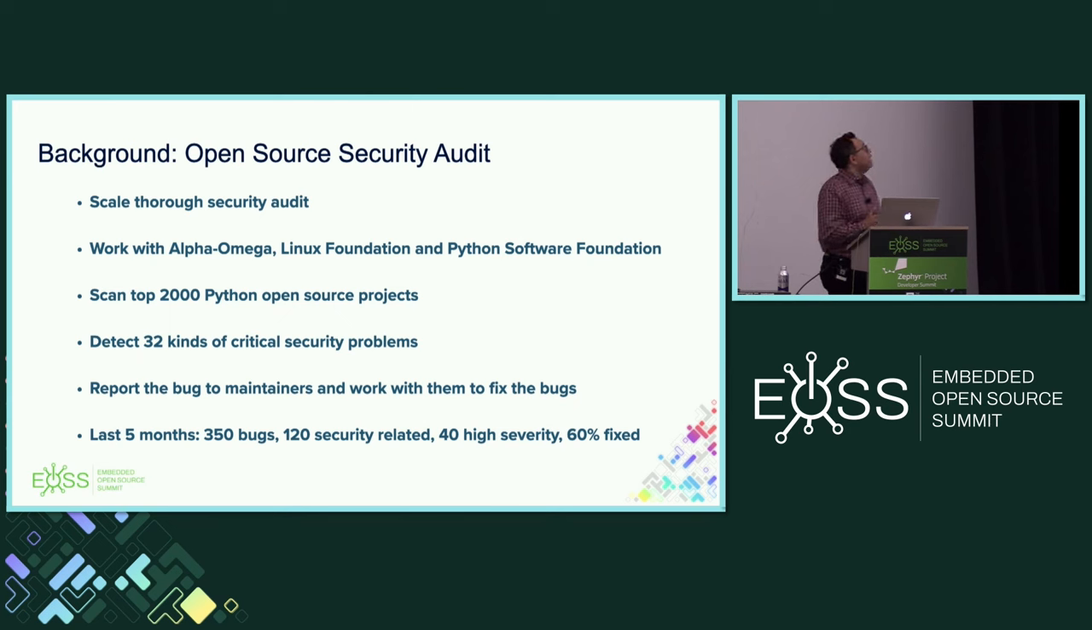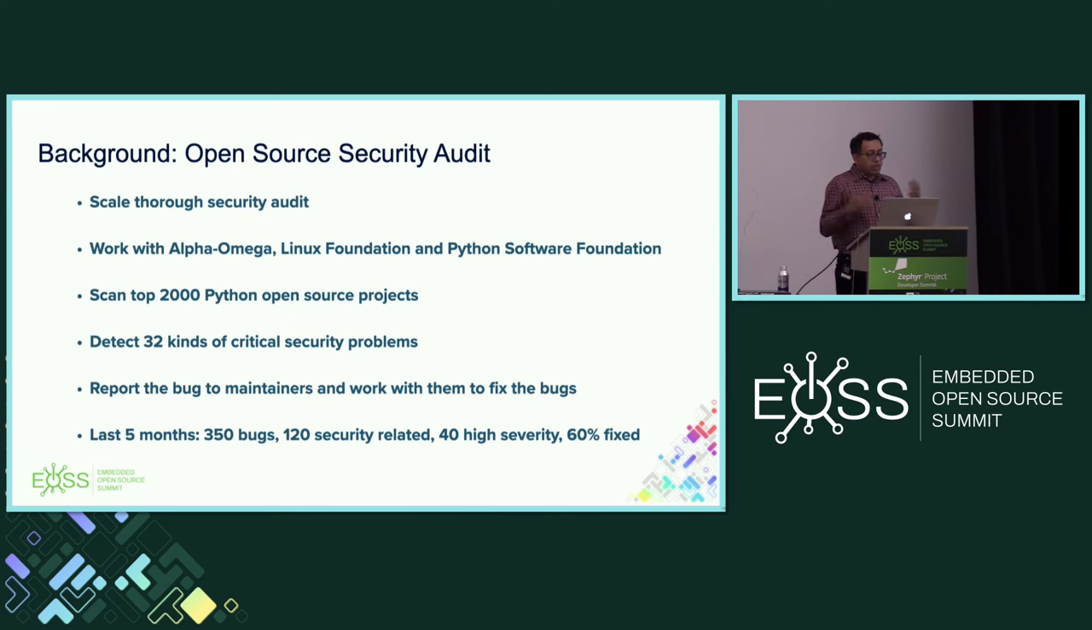So how can we scale security audits? Right now we're working with Alpha Omega and Linux Foundation and Python Software Foundation. We had a bigger scope before, but now we have narrowed down the scope of work. We are focusing on the top 2,000 Python open source projects in the PyPI library based on the number of downloads in the last 1 year. And our mission is very simple. We want to scan those projects, identify if there are any bugs in them, report it to the maintainers, and then occasionally provide fixes because we can, and then also work with the maintainers to get the problem fixed. So go the entire mile of delivery for that.